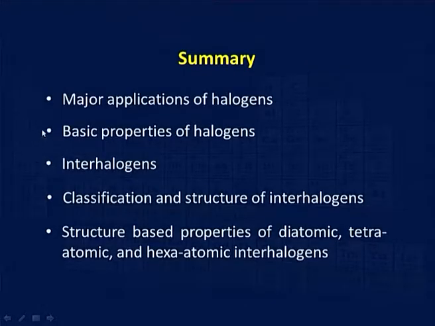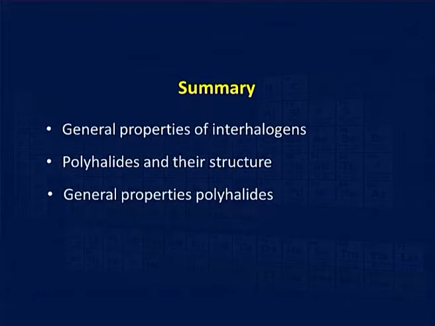Let us see that we have discussed the major applications of halogens, and in the previous episode we discussed the properties of the halogens. Further, the basic properties of the halogens were discussed in detail. The interhalogen compounds formed between two halogens, their classification and structure were discussed in detail. The structure-based properties of diatomic AX type, tetraatomic AX3 type and hexaatomic interhalogens were also discussed. The general properties of interhalogens were presented. The polyhalides and their structures were discussed along with their general properties in detail. Thank you.